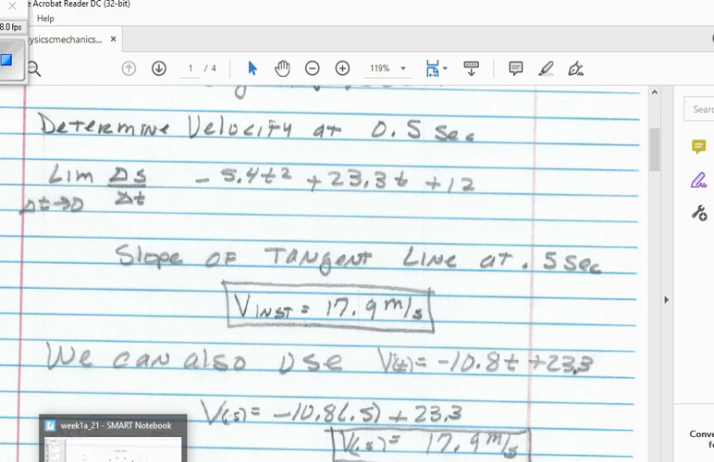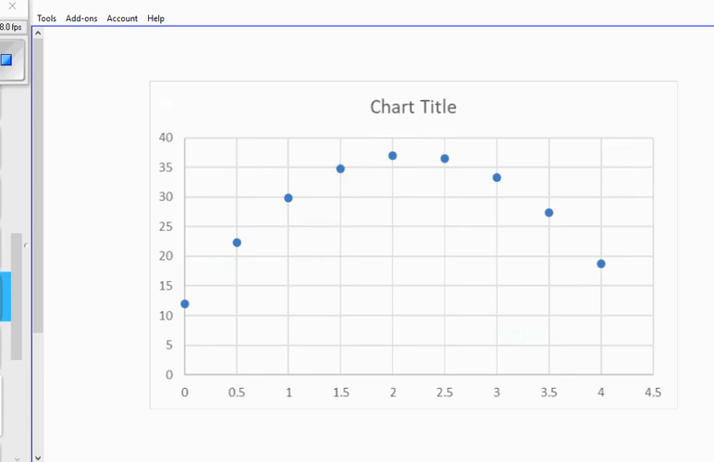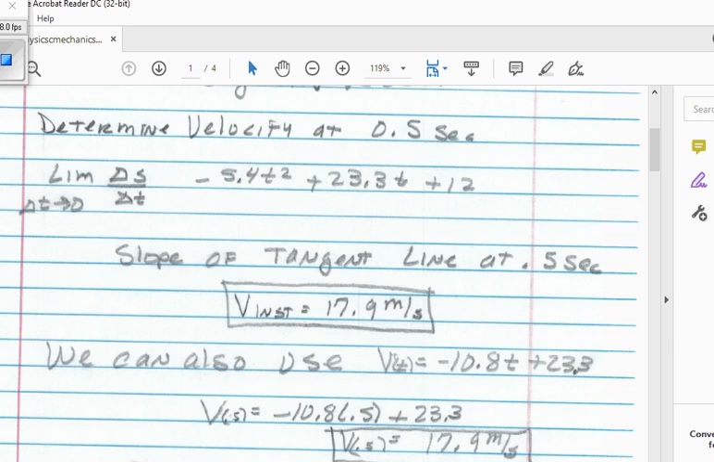So we go back to our original graph. If I draw a tangent line at my 0.5 seconds, here's where I want to find the velocity at this particular time. The slope of the tangent line would equal the instantaneous velocity at 0.5 seconds. I've got that calculated out. The instantaneous velocity is 17.9 meters per second. I simply used my graphing calculator and did a dy over dx, and once I graphed it, I put in 0.5 seconds. And that's the slope of the tangent line.